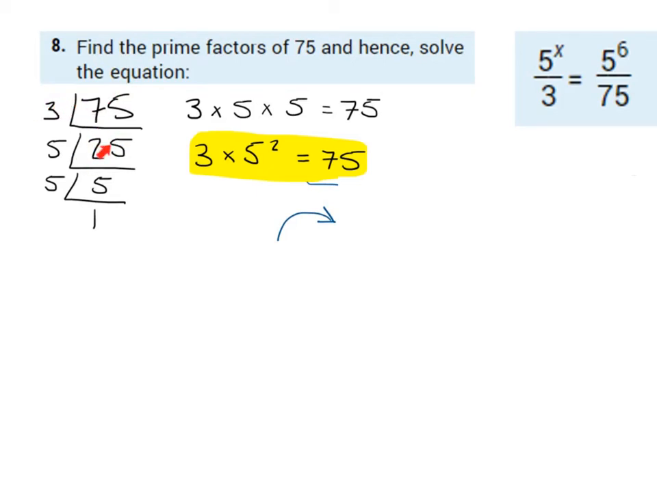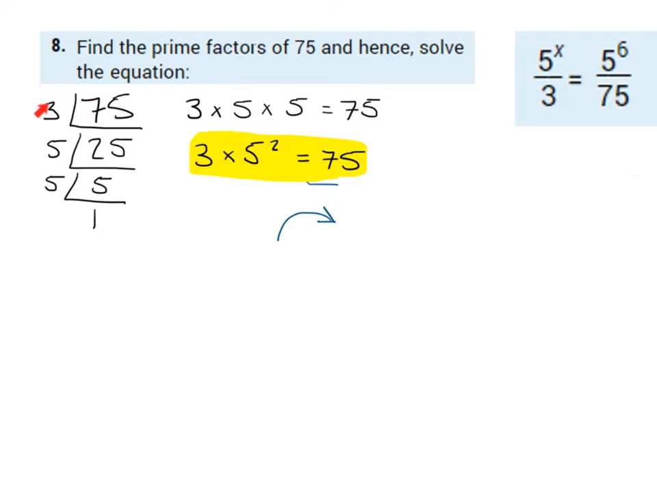And we repeat this process until we end up at 1. So 25 cannot be divided by 2. It cannot be divided by 3. And the next prime number after 2 and 3 is 5. So 25 divided by 5 is 5. And we go again. And 2 and 3 will not divide into 5. The lowest prime number that will divide into 5 is 5 itself. So 5 divided by 5 is 1.